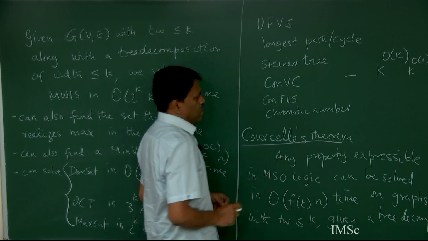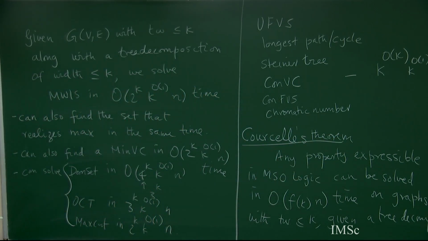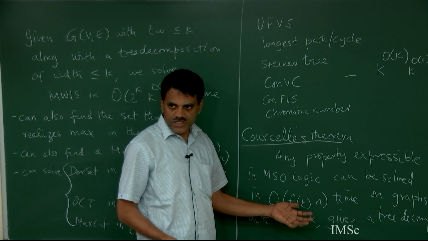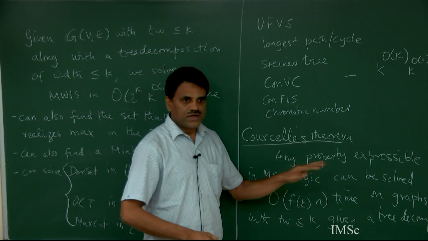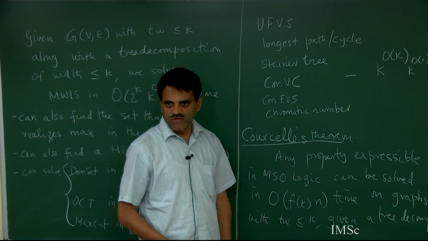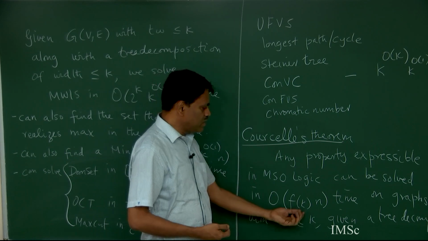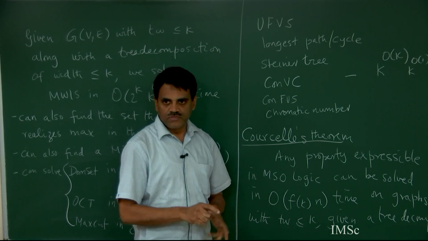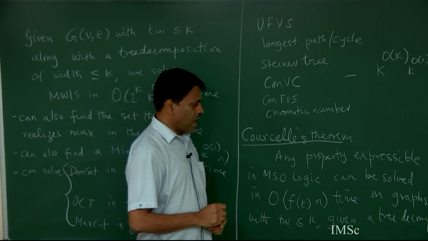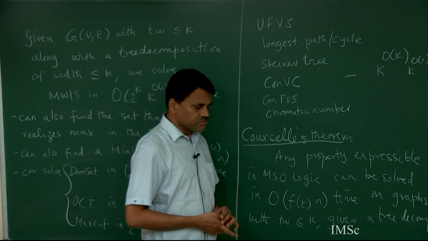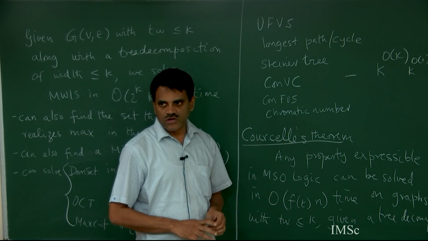But this gives you in some sense a template to check whether a problem is solvable in f of k time, FPT parameterized by tree width. All you have to do is to take your property and see whether it's expressible in monadic second order logic. If so, then bang, you have it. It may not necessarily give you the best f of k. Then you can look at the specific problem and do some algorithm by hand for that specific problem, but at least this gives you a way to quickly check whether it's FPT or not when parameterized by tree width.